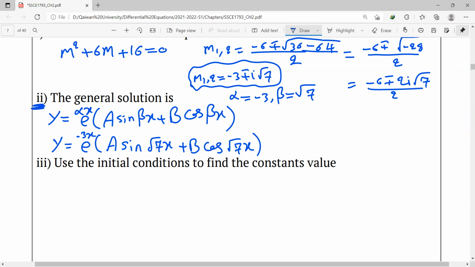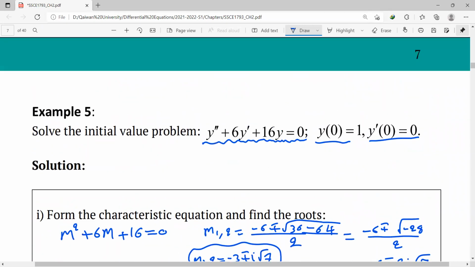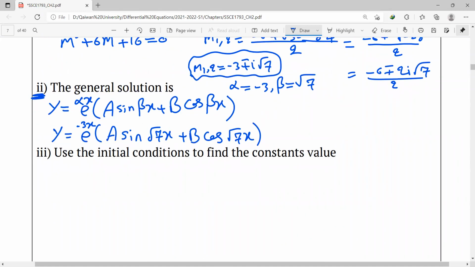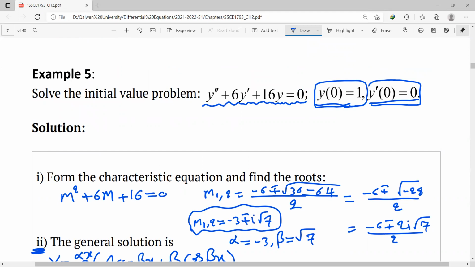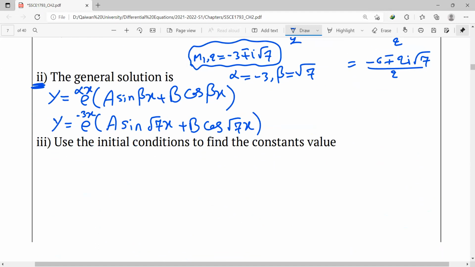Now we use the initial conditions to find the values of a and b. Here we have been given the conditions. If the conditions are not given, we just leave it like this. Here is the final answer. But if we have been given the conditions, we must find the values of constants by using the conditions. We have y of 0 is 1 and y prime of 0 is 0.